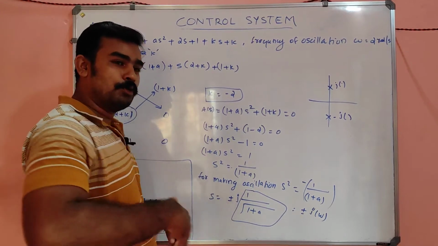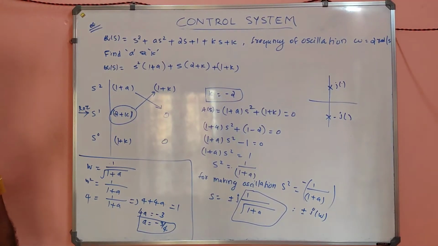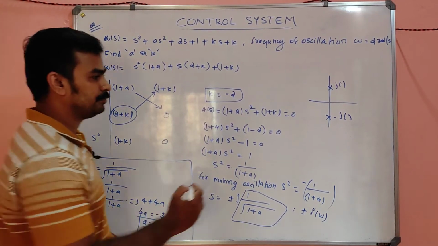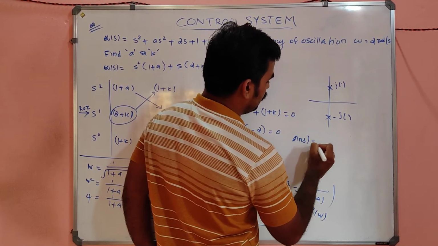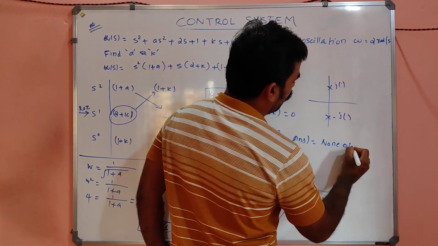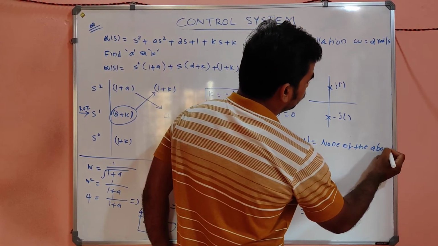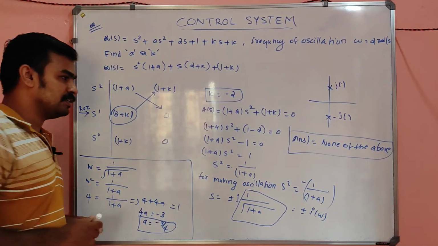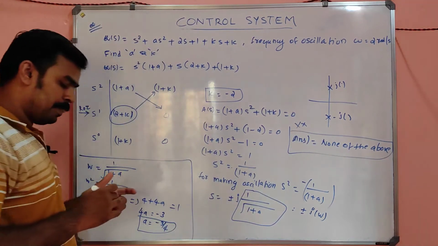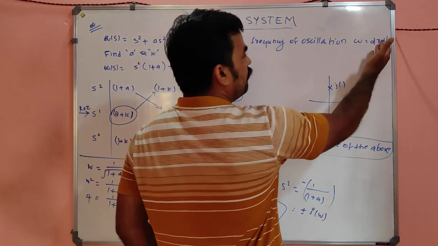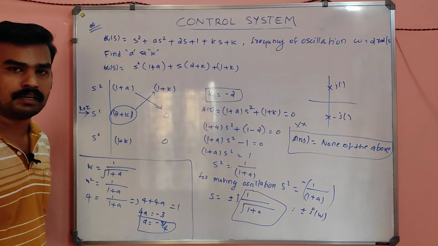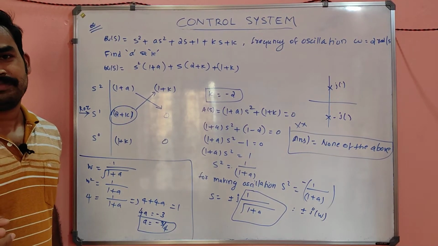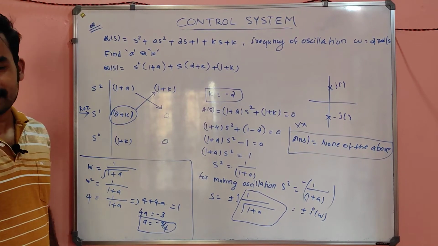S square will be a positive term, which means the answer will be none of the above. Very, very important concept, my dear. Because we proceeded in the way that was given in the question, but finally we got a less than minus 1, a less than 1.